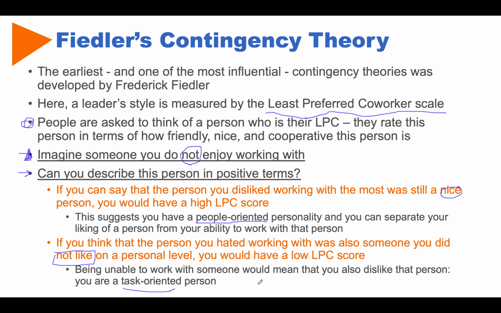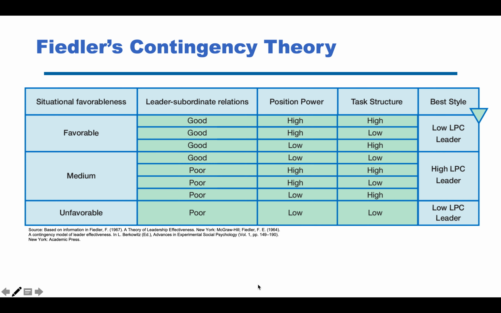Fiedler said that this is really like a personality trait. You're either task-oriented or you're people-oriented, and that cannot change. So we would have to fit a task-oriented leader to some situations, some contingencies, and we would have to fit a people-oriented person to some situations or some contingencies. So you are not changing. It's the situations that would have to change according to who you are as a leader.